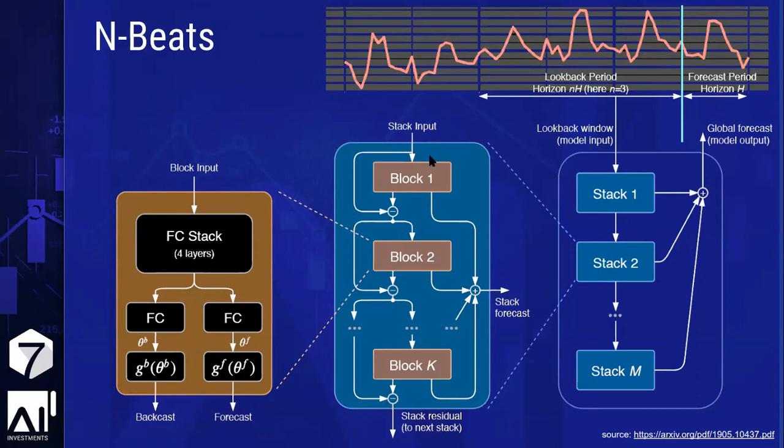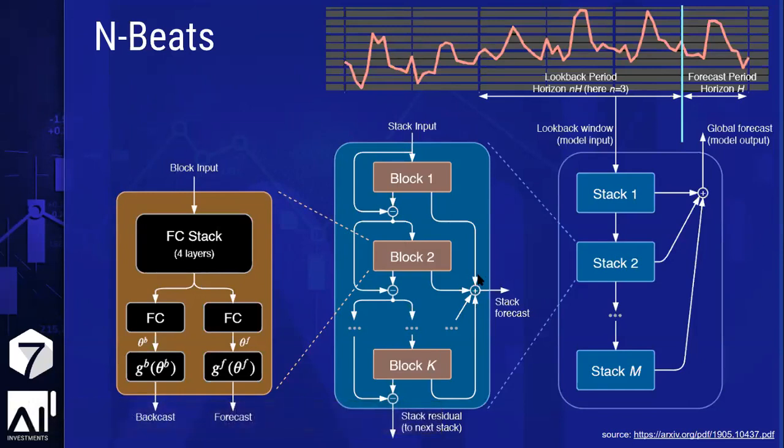Also, there is a residual connection. So to the next block goes the output from the first block, and also the original input to the first block. This is passed to the second block, but also from each block we have the forecasted output, and this forecasted output from all of the blocks is connected into the sum of the forecast. So the forecast is the sum of the outputs from each block.